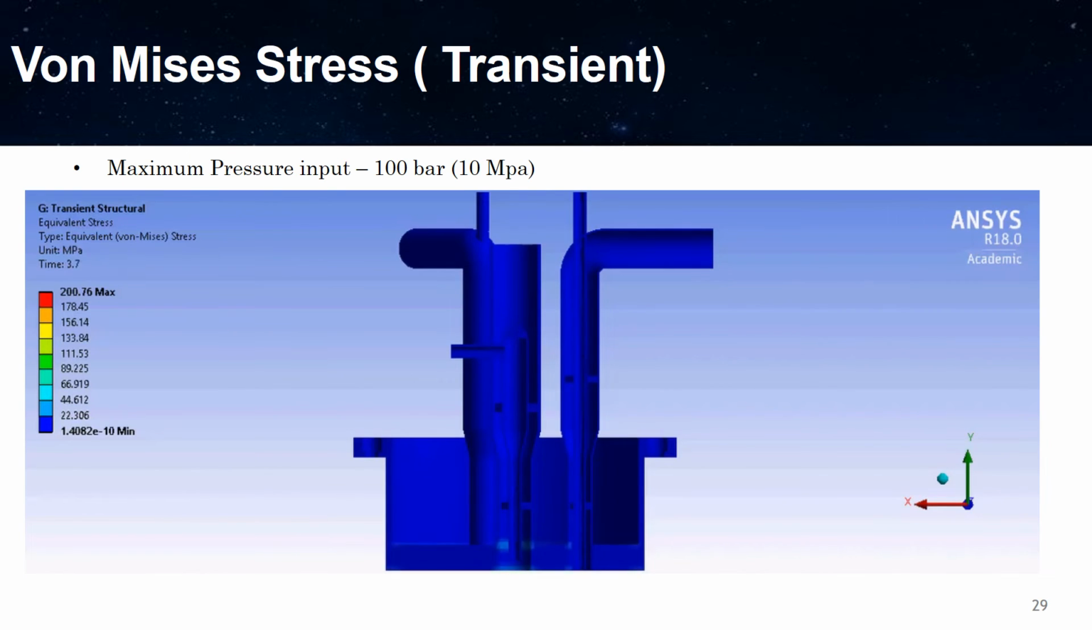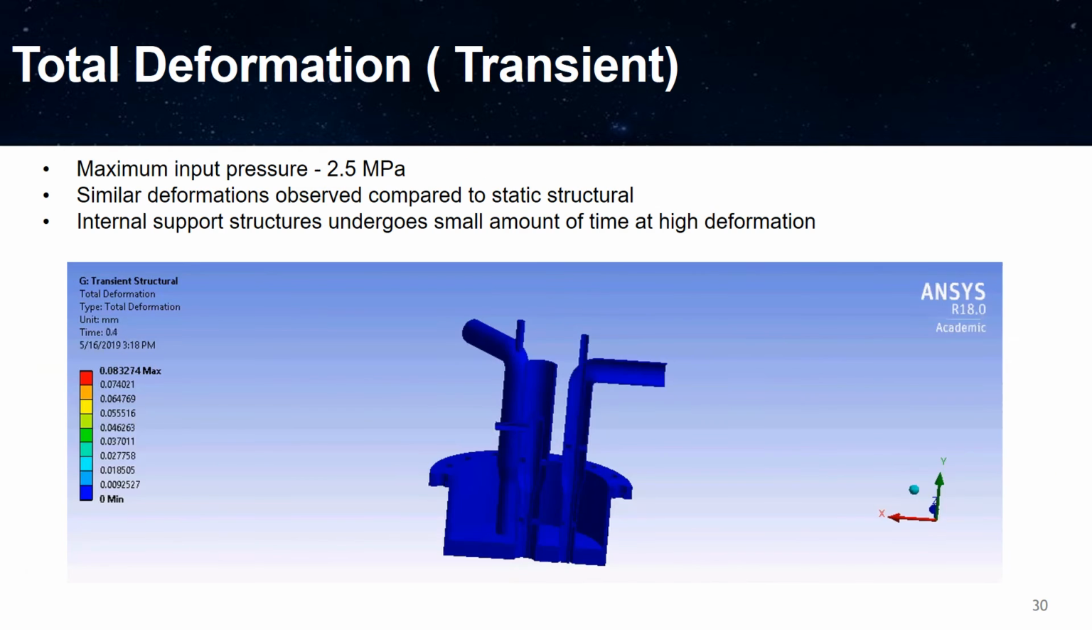Now during a 100 bar experiment, we can see as high as 200 megapascal of von Mises stress. Still, the von Mises stress is reasonably lower if we compare it to the yielding stress, and we can make a decision that this injector design is okay based on pressure, based on stress.